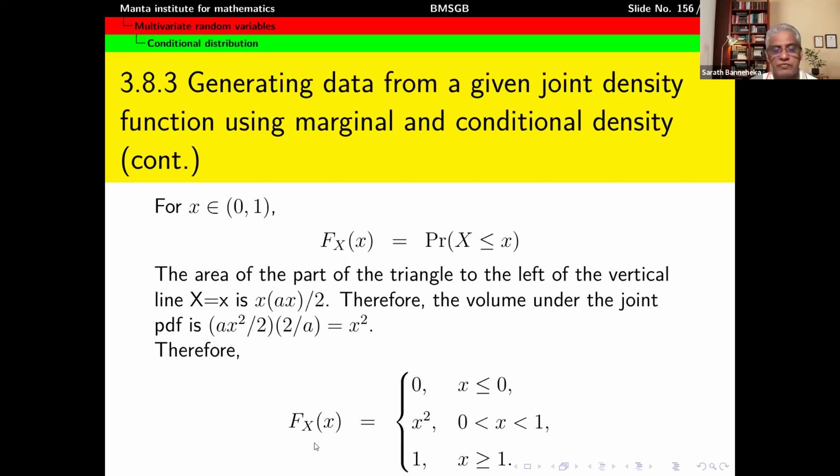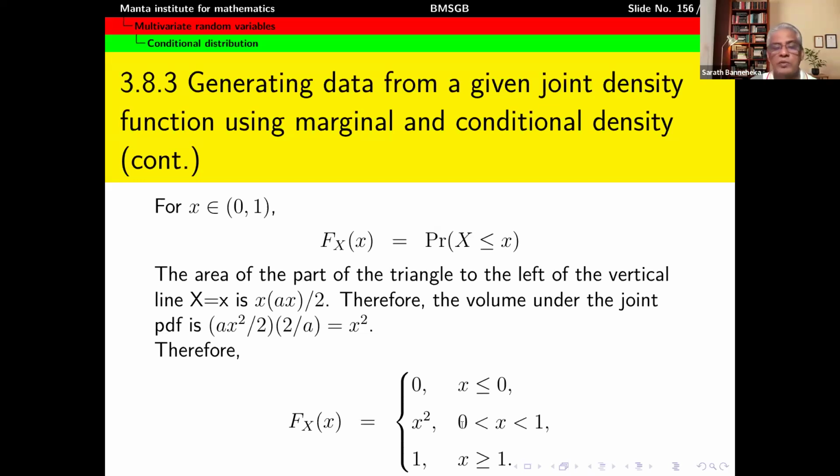So therefore, the CDF of capital X evaluated at simple x will be given by x squared when x is between 0 and 1. The 0 and 1 here, at the beginning and the end, are of course trivial. All CDFs start with 0 and end with 1.